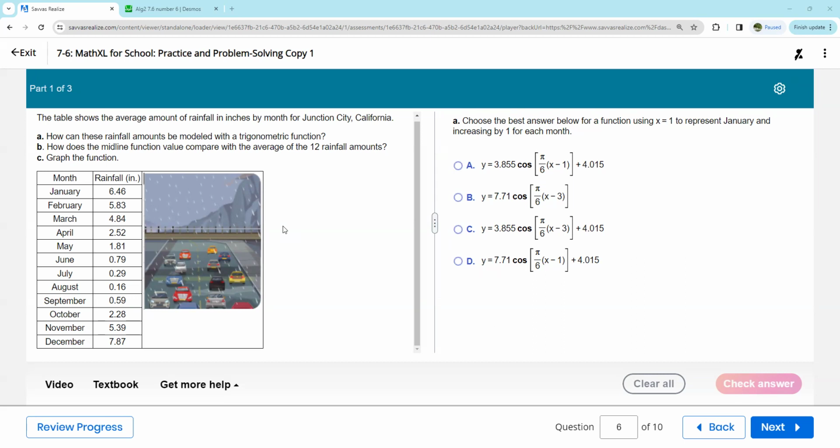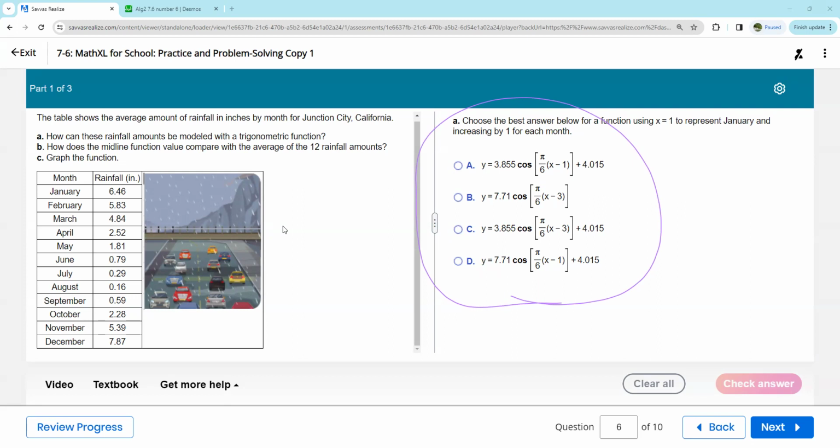Happens to be the sixth problem I've asked you to do. You've got a table of data, the months and the rainfall. If you look at your choices for answers over here, we're supposed to come up with a model, an equation in cosine that will fit that data. Not sure how this is going to go since it has been a while.